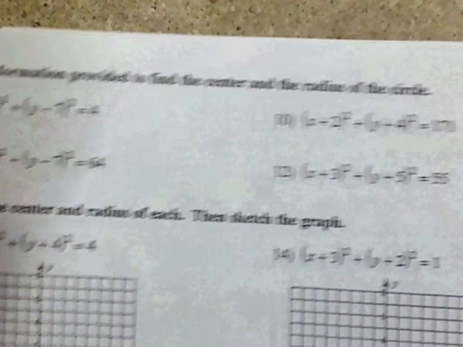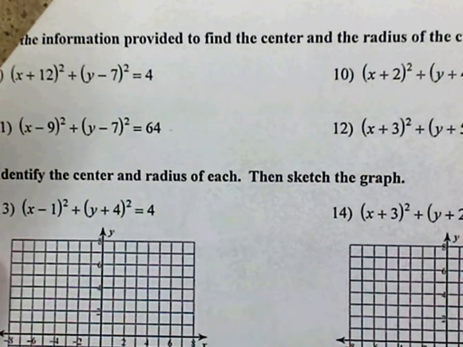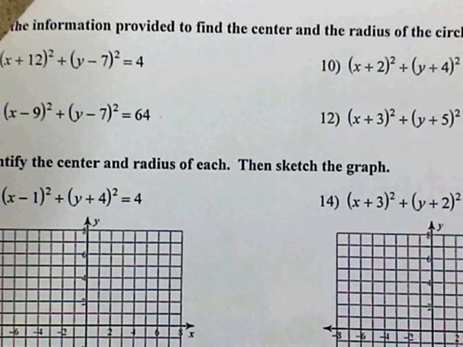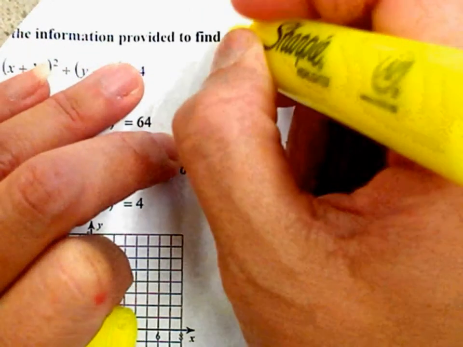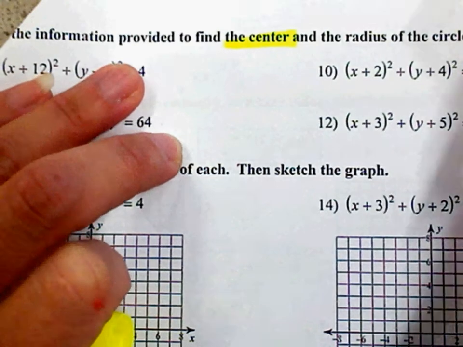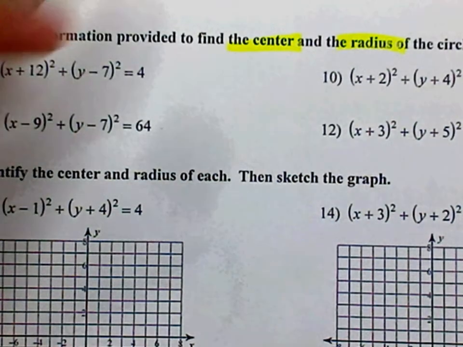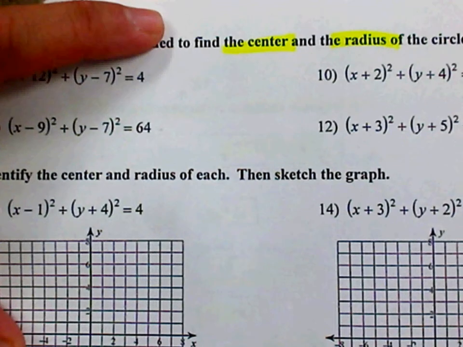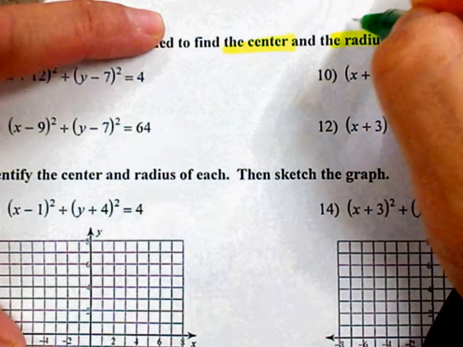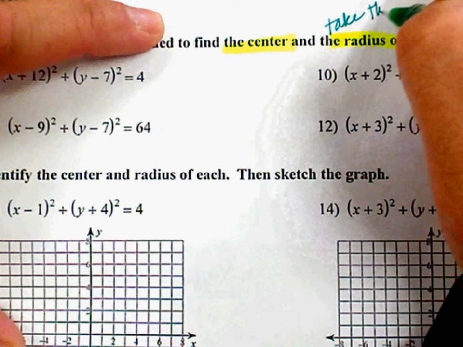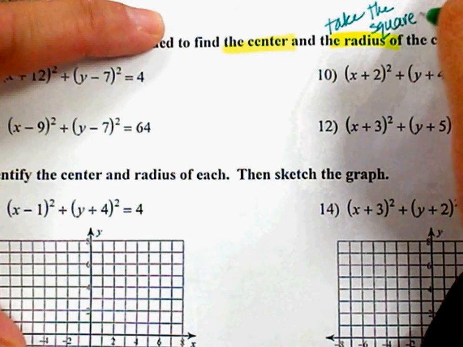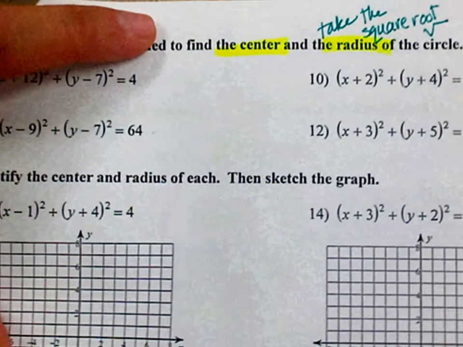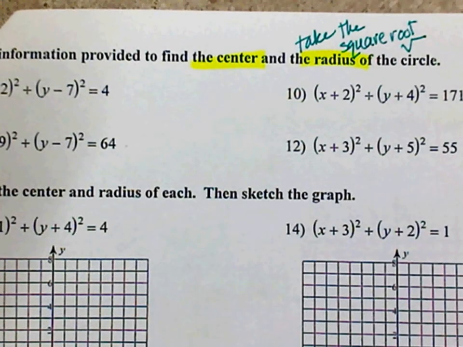Okay, we're going to do number 9 and number 10. This time, what is it asking you to find? The center and the radius. If it is asking you to find the radius from an equation, you are going to take the square root. See the difference in that? If it's asking you for the center and the radius, take a square root. It is a very, very common mistake that students make. Okay? So let's take a look.